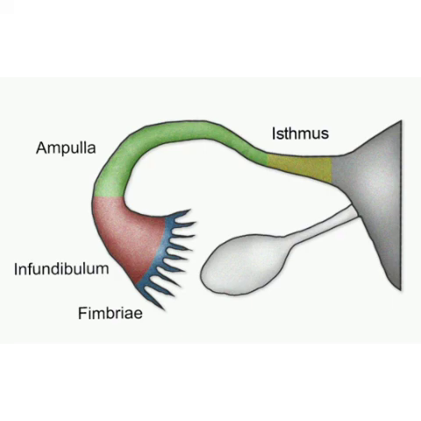And at the last you can see the isthmus. The isthmus is the last part of the oviduct and it is the narrow part, closer to the uterus. As you can see, it is near to the uterus. I hope the structure of the fallopian tube is clear to you. Now let us move to the next.